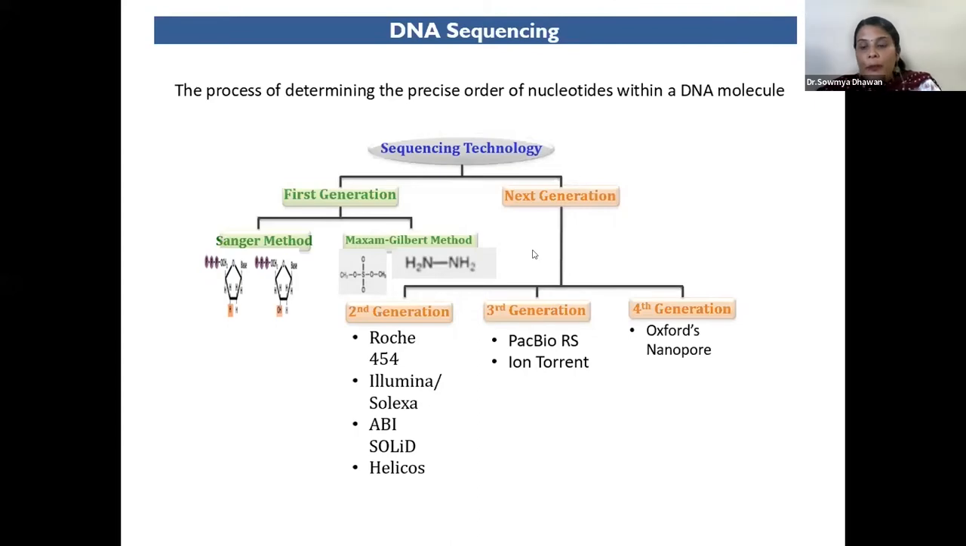So coming to the major paradigm shift in the diagnosis, which I was talking about, is DNA sequencing. Simply put, we are understanding what kind of nucleotide has been positioned, what is the exact address of the nucleotide. This is the process of determining the precise order of nucleotides within the DNA molecule. Sequencing technologies of different generations are available, from first generation to second, third, and fourth generation. Currently, we are using the fourth generation, with the improvement in technology.